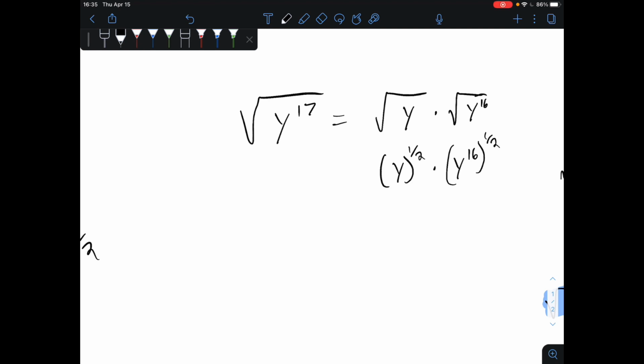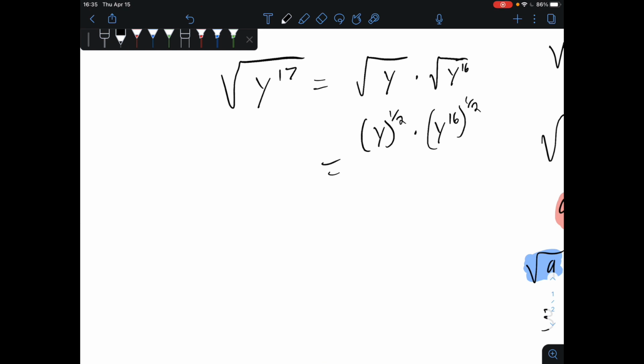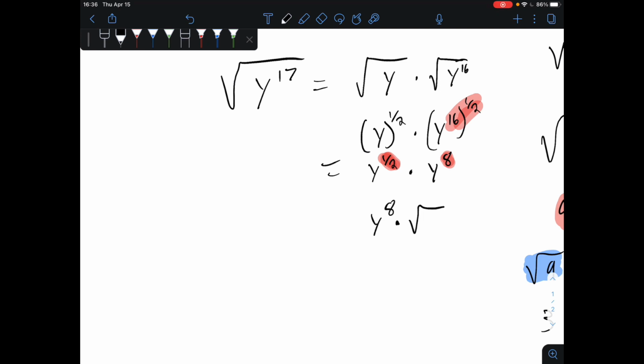Almost forgot my parentheses there. And so this will simplify down to y to the 1/2 times, well, 16 times 1/2. Well, that will simplify down to y to the 8th. Now we have these mixed exponents, excuse me, mixed radicals. And so we have to rewrite that as y to the 8th times the square root of y. And so this is going to be our answer right here, and that's going to be our rewritten expression.